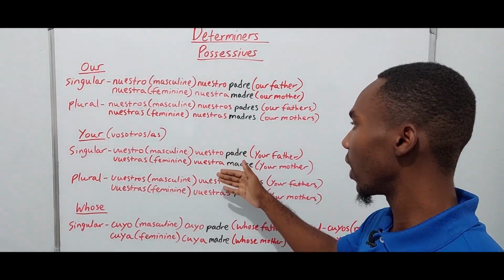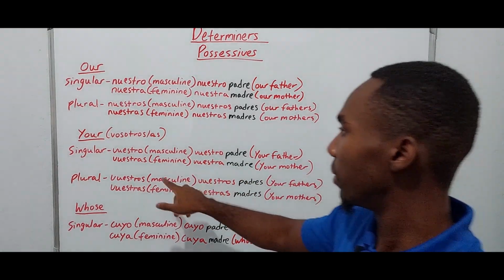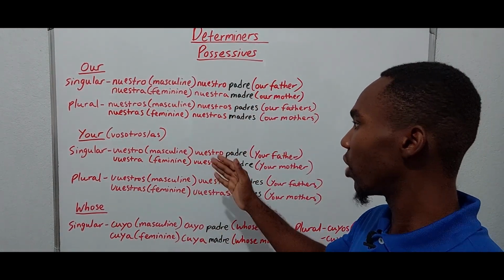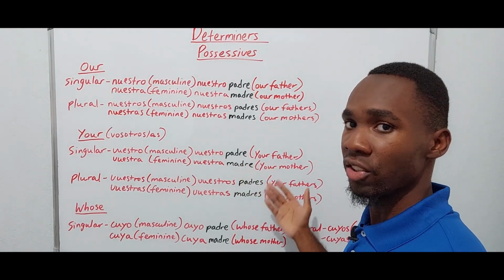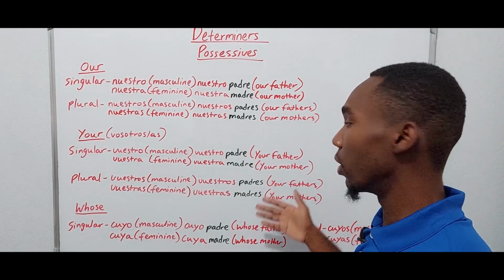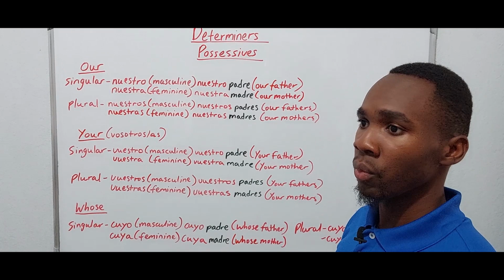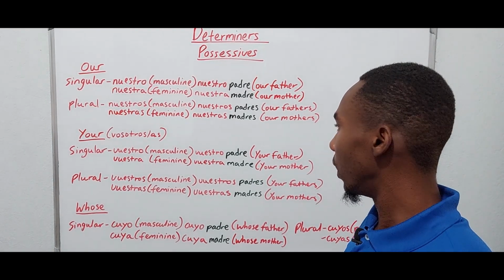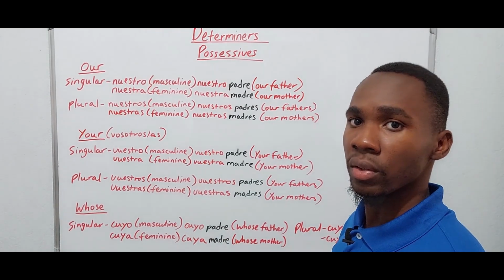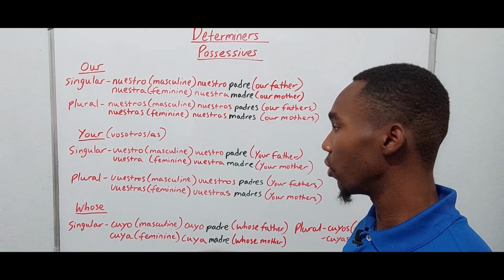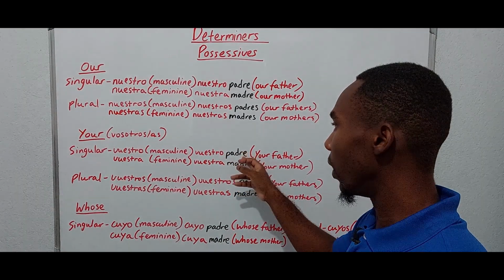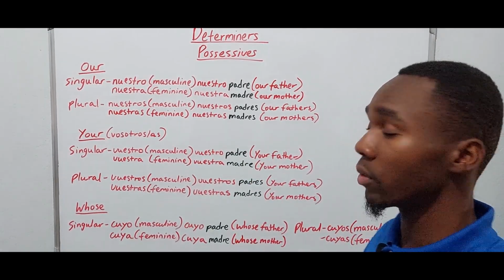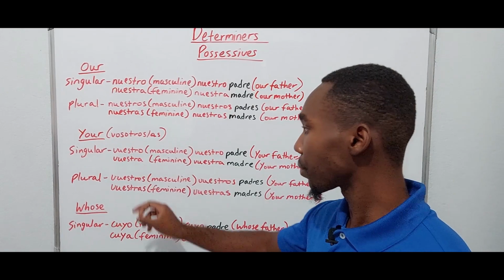Vuestras, no, that's a mistake. It should be singular. Vuestra madre, okay? Your mother. And of course, like I said, we're talking about a group, more than one person, right? But of course, it still has to agree with the noun that follows, in terms of gender and number.